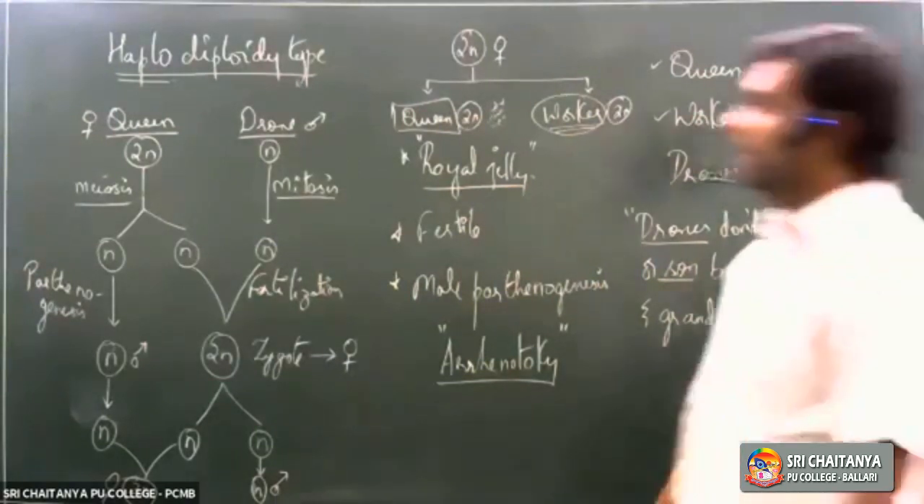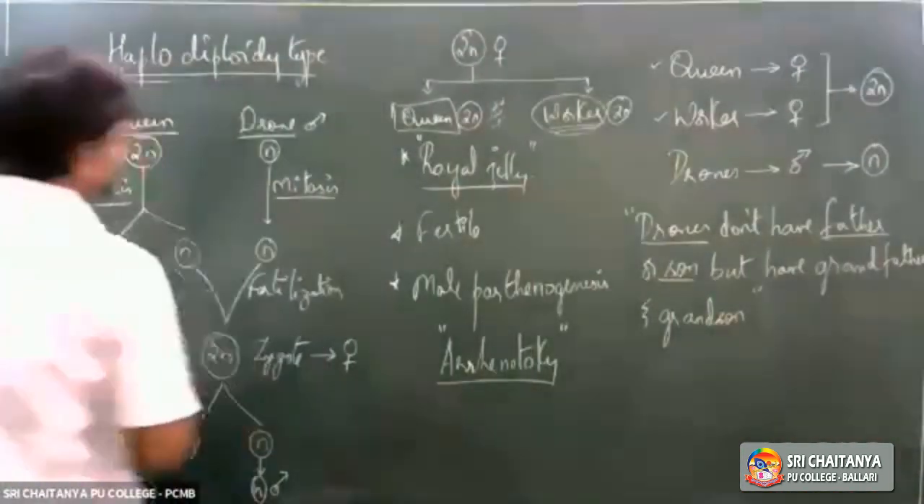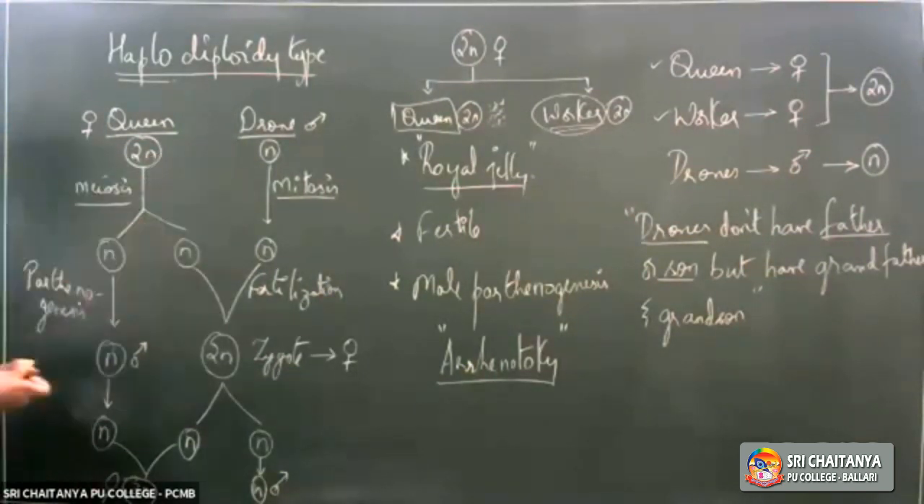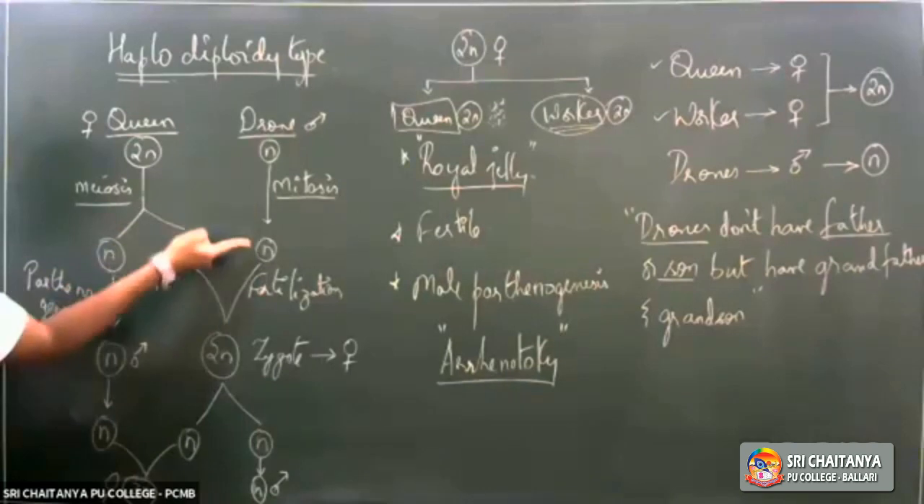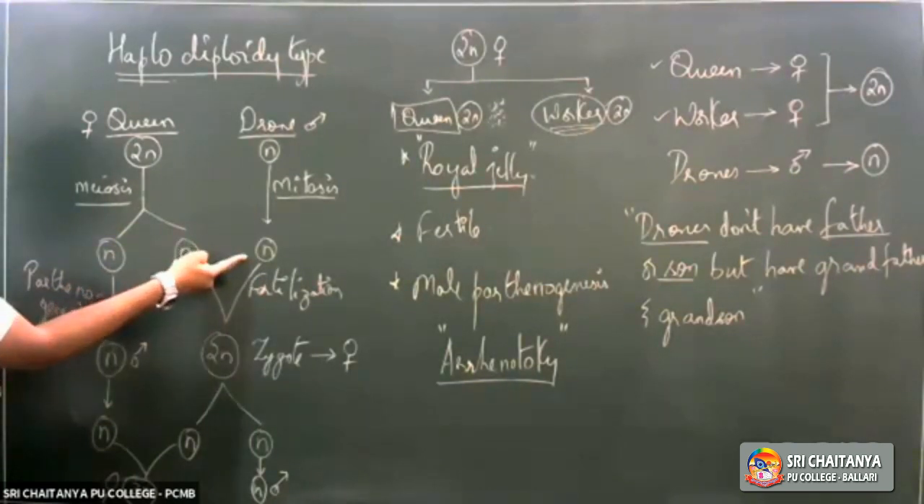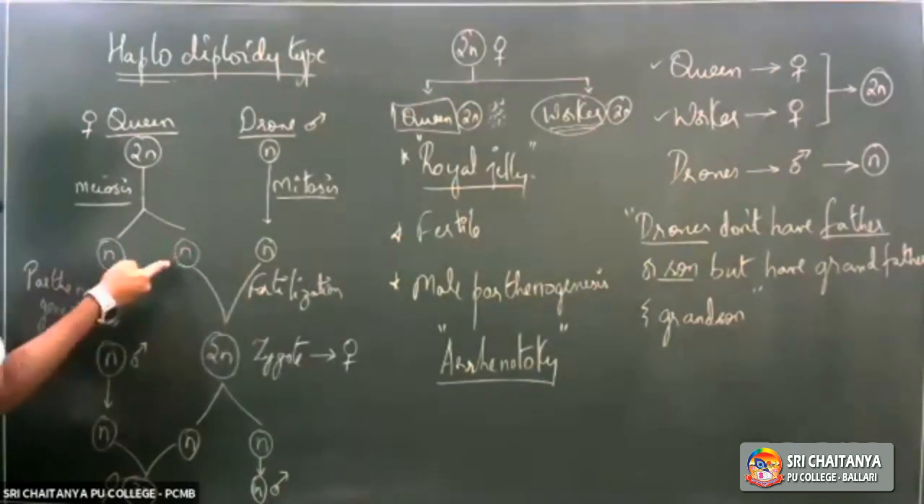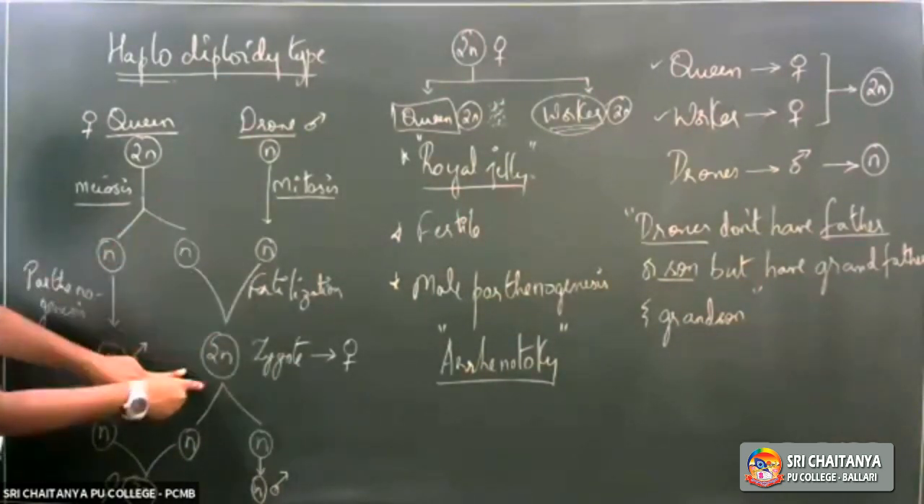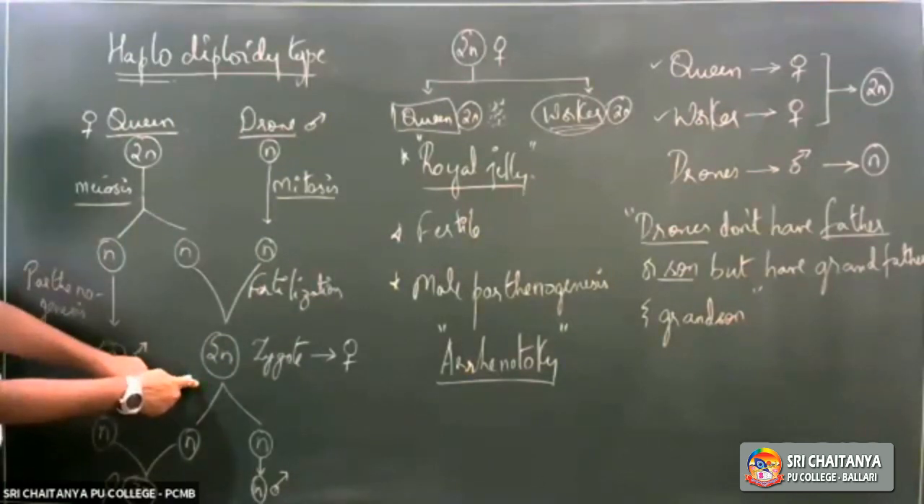So how is that possible? Let us see the first case. We are saying that the drone does not have a son. Why does a drone not have a son? The drones undergo mitotic division to form the male gamete. Now this male gamete would fertilize with the female gamete to produce a diploid female individual. So the drones will always have daughters, but not sons.